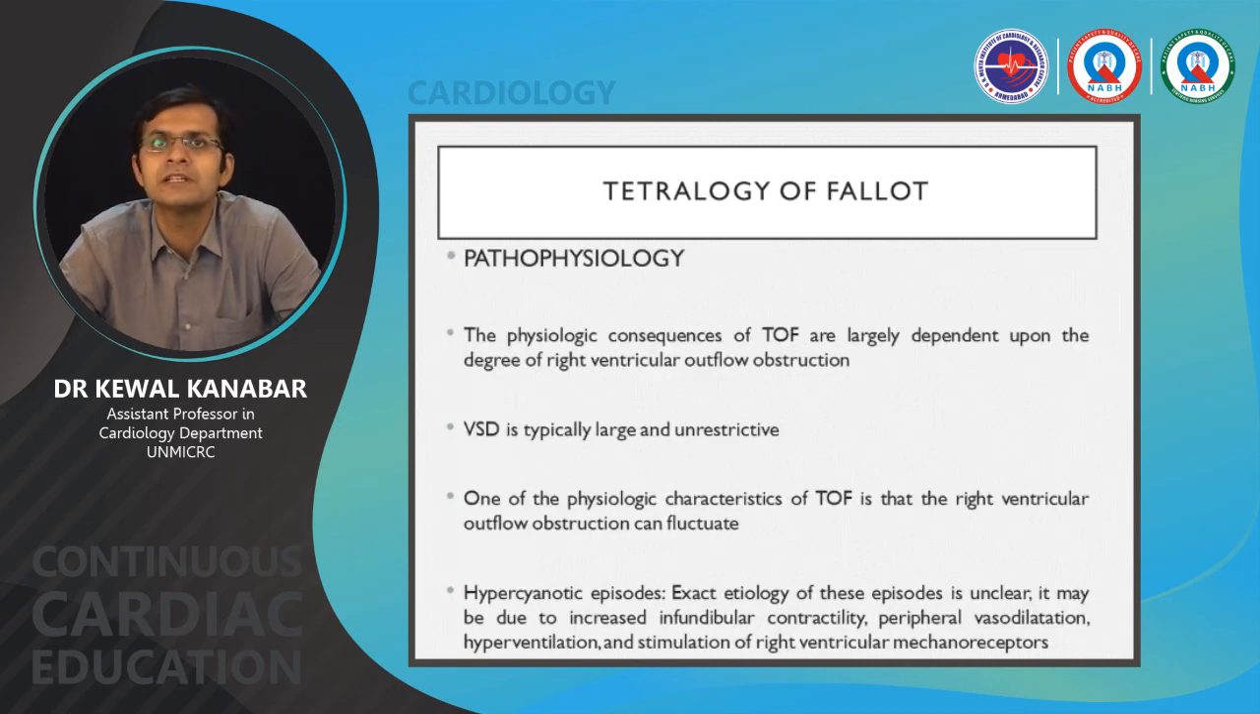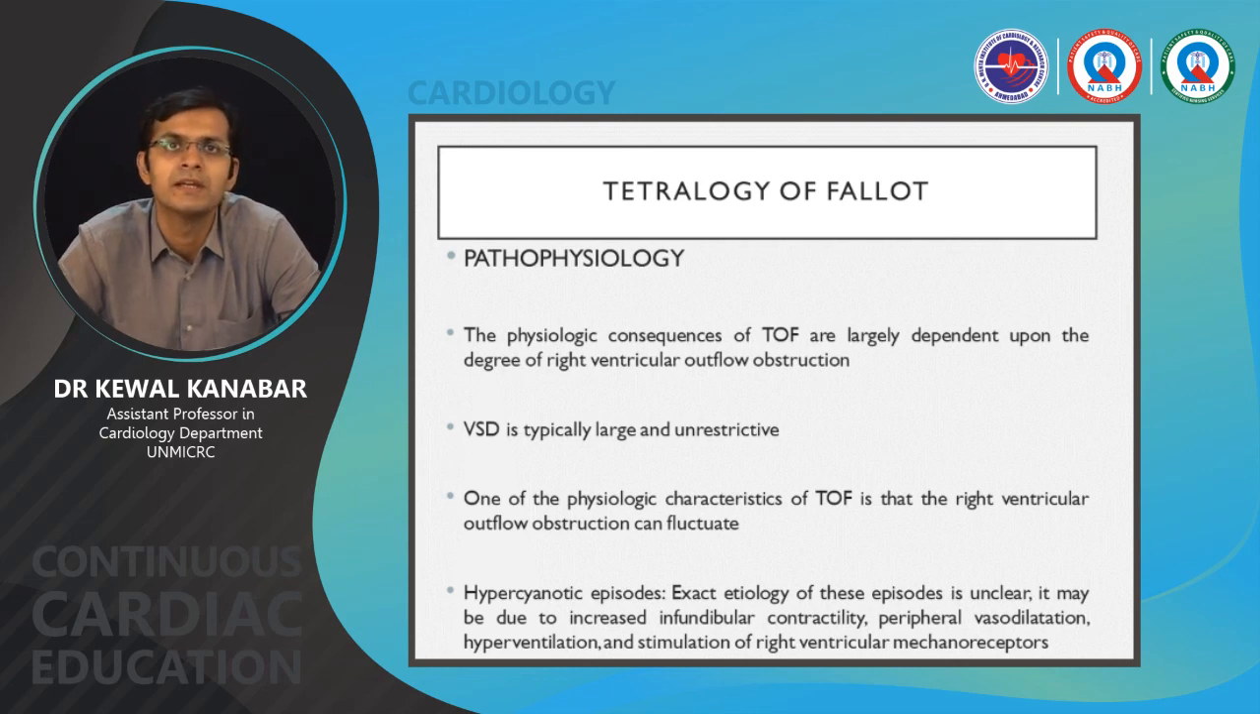Now, the pathophysiology depends primarily on one condition, that is the severity of RVOTO. VSD is typically large, it is non-restrictive, it is going to shunt bidirectionally. The degree of pulmonary stenosis is going to decide your severity. If the pulmonary stenosis is mild, these patients are typically going to have pink TOF, that is, these patients are not going to have cyanosis. But if it is severe, then patients are usually cyanosed, and saturation fluctuates in the range of 60 to 80 or 90%.